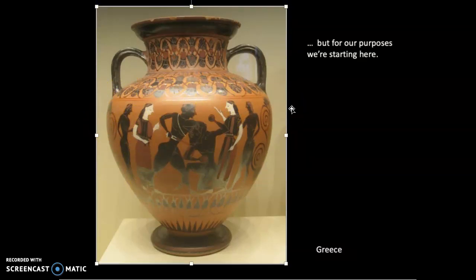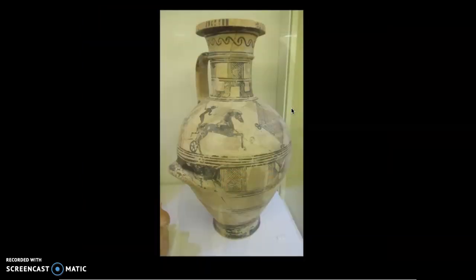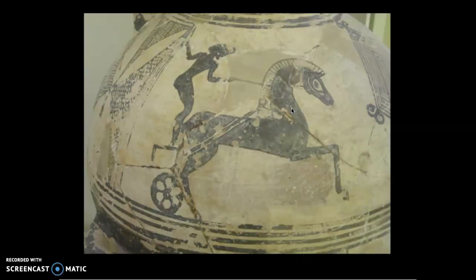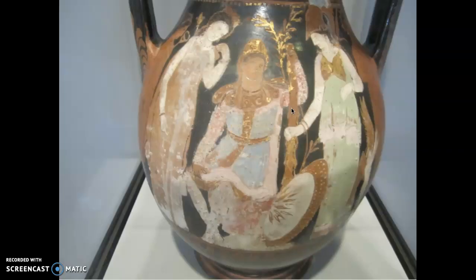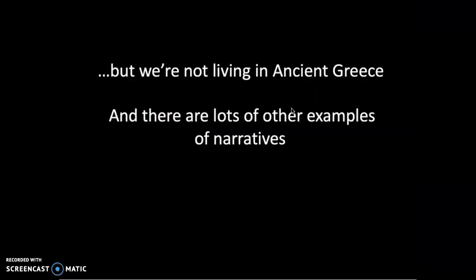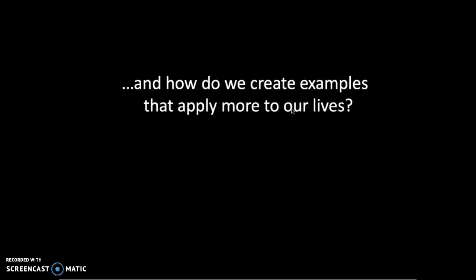As you see here, with our examples from Greece, like the different myths or the different displays of technology and daily life, which kind of give us an insight into the structure of society, into the ruling classes, into royalty, all that kind of stuff. But we're not Greeks. So what are some other examples? There's lots of them, right, in general. And how do we create examples that apply more to our lives?